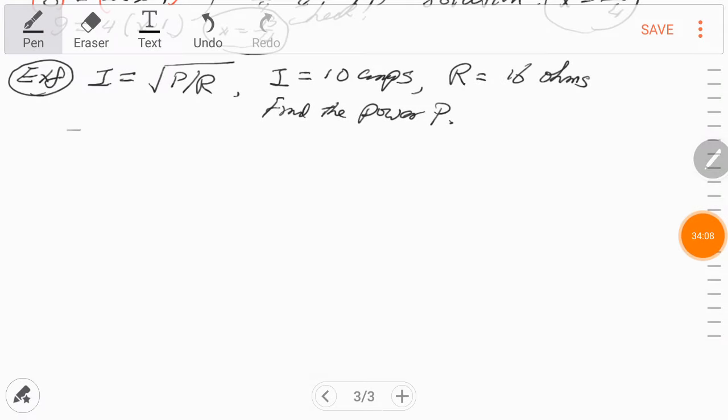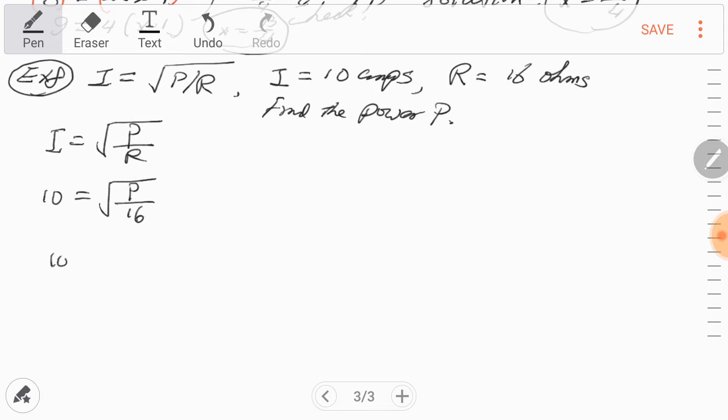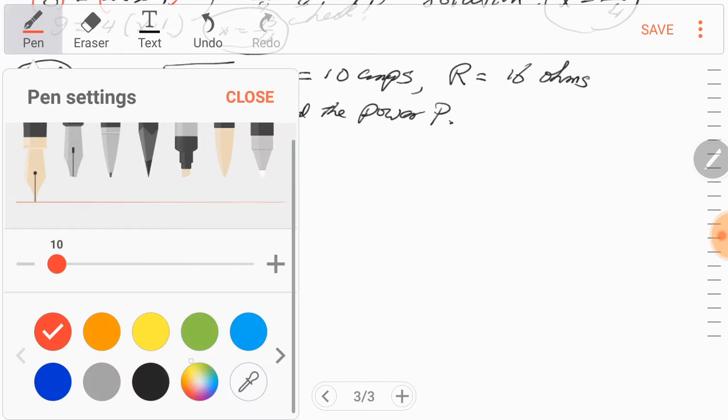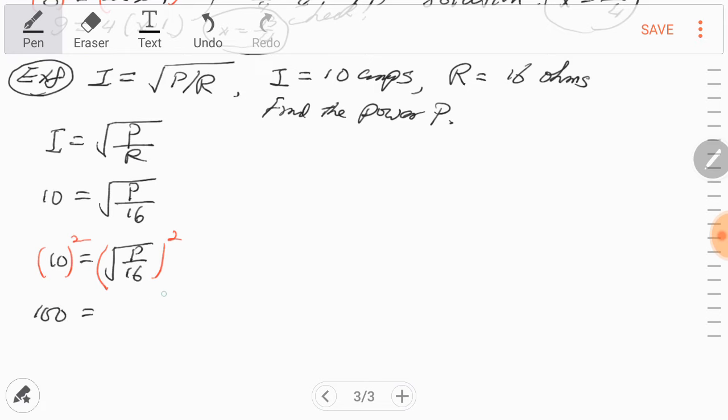Let me rewrite the equation. I equals square root of P over R. And then let's plug in these values. The current is 10, square root of P over the resistance, which is 16 ohms. In order to solve this and find P, we need to get rid of this square root. So how do you get rid of the square root? We square each side. Then 100 is equal to P over 16. Multiply each side by 16.